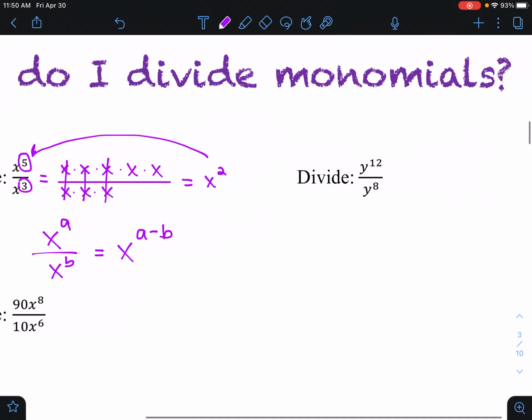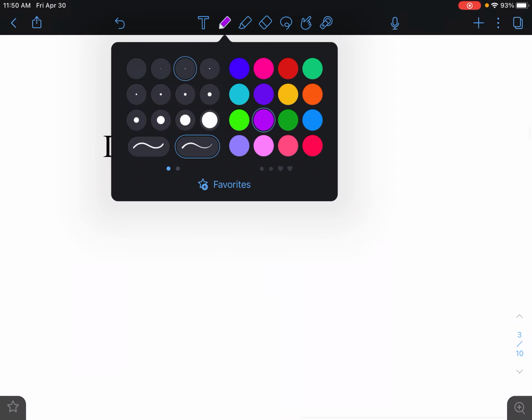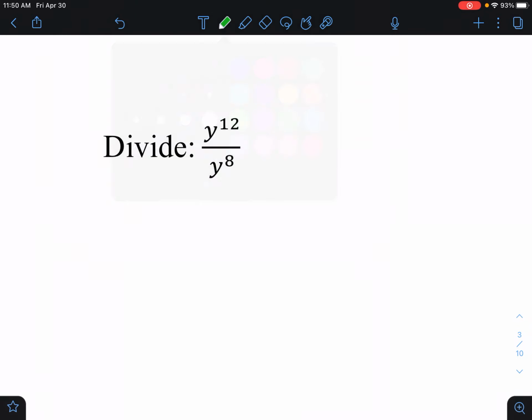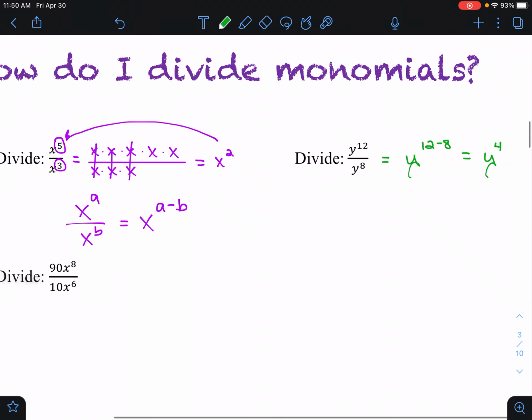So if I look at this, then I have y to the 12th. I don't have to write out y 12 times. I could just say, let's subtract these. This would be y to the 12 minus 8 power, which is going to give me y to the 4th power. So my answer would be y to the 4th.